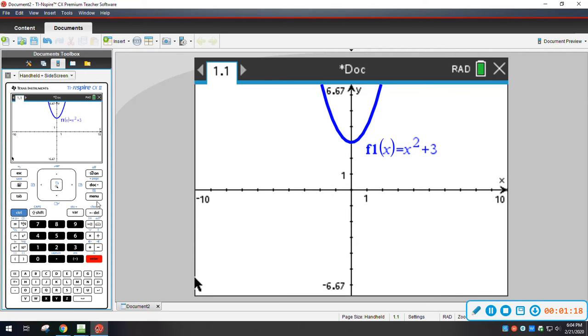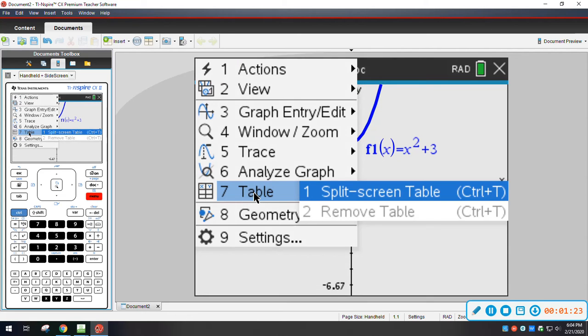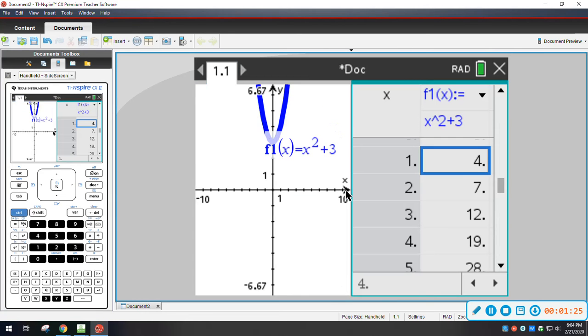But today I'm interested in finding a table. Go to Menu, Table. There you go. Now you have a table of values. It's always great to grab some on the negative side and on the positive side, and also be cognizant of where your vertex is. Grab some points to the left of that vertex and to the right of that vertex.